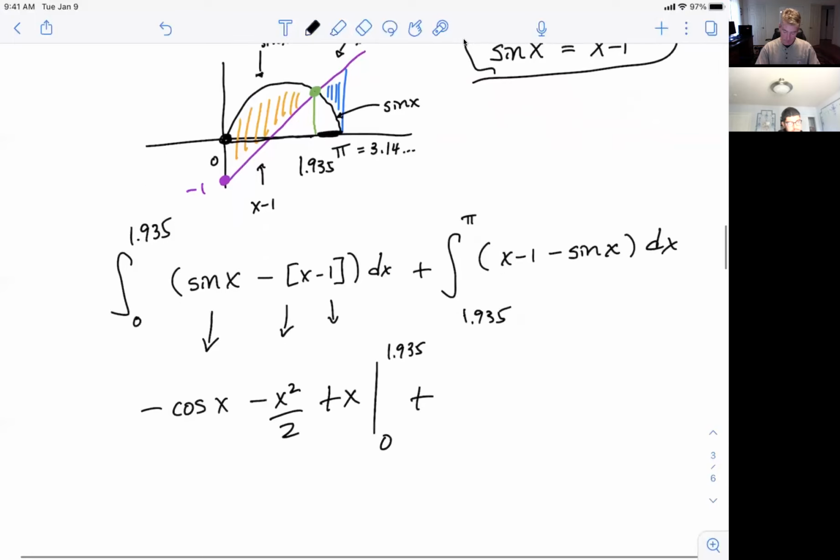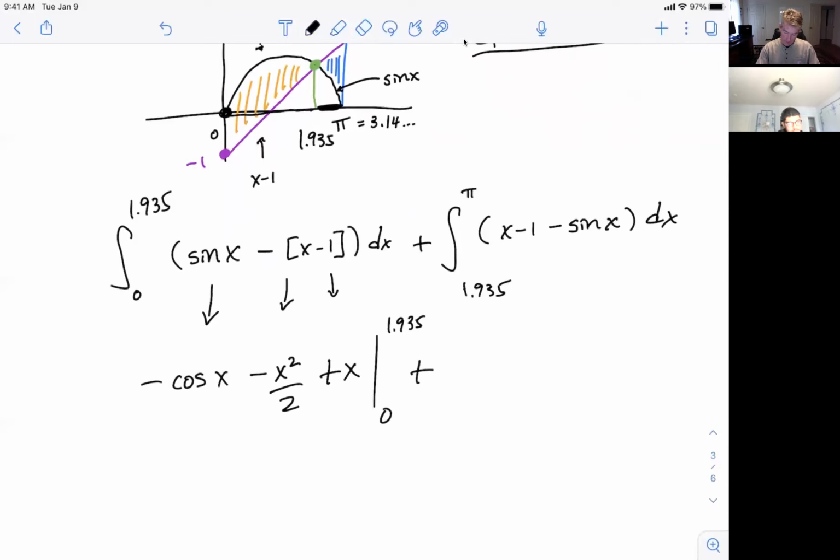Plus, and then the antiderivative of this x will be x squared over 2. Then there's a -1, so the antiderivative is minus x. And then the antiderivative for negative sine is positive cosine. And then evaluate that from 1.935 to pi.